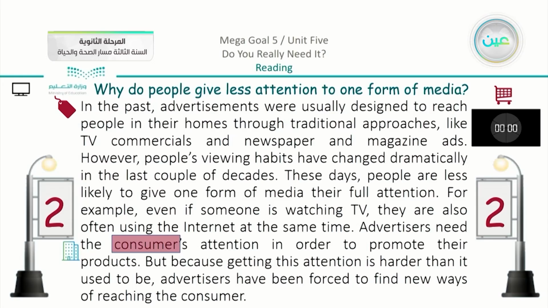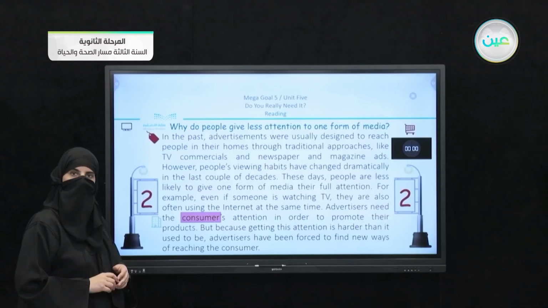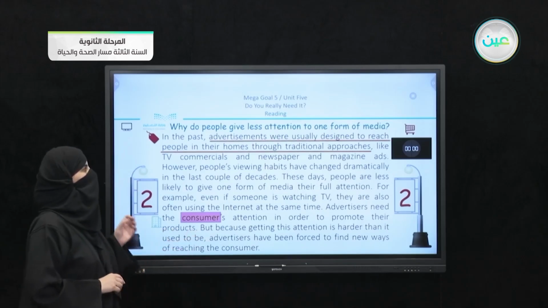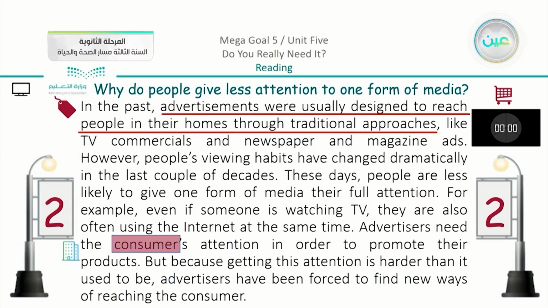Time's up. So we have here the main idea. If you can see from the very beginning, we have here advertisements were usually designed to reach people in their homes through traditional approaches. So we are going to go back to the past and think about advertisements and commercials in the past. How were they viewed, or how were they introduced to the viewer?